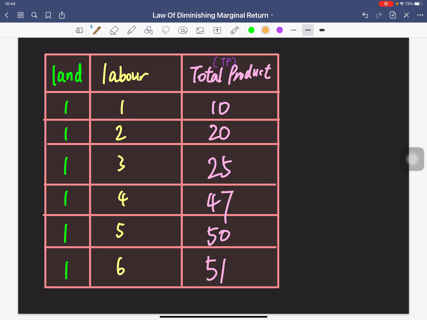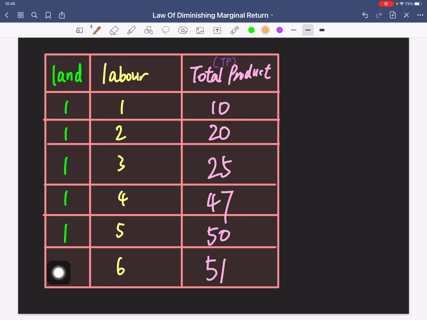Yes, I think you can already see it. So this is the output. This is the total output of the product. You can see that the land is always 1. It will not change, it will not vary with our output level.